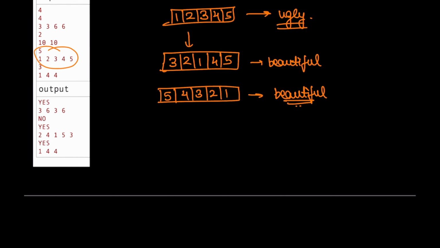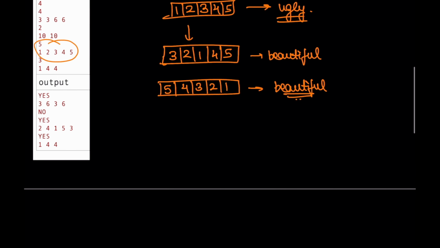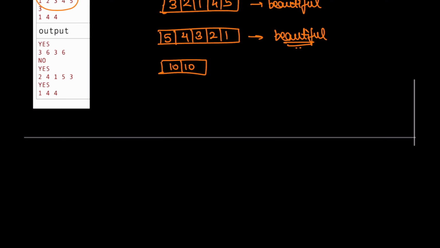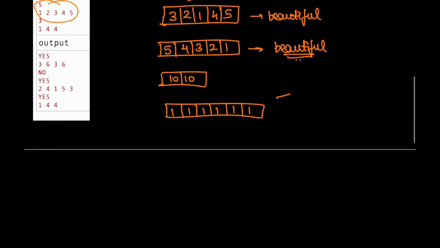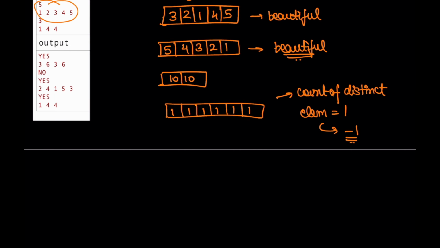And the case where we cannot is if the elements are all equal, like 10 and 10. Like if the count of distinct elements is 1, even if I take this example, the array is ugly just by looking at these two numbers because this is 1 and this is 1. So the sum becomes equal. So if the count of distinct elements is 1, then our answer is always no.